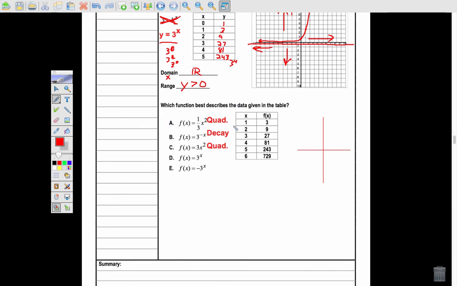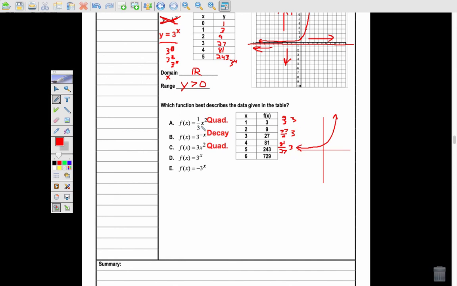Okay, which function best describes the data given? Okay, let's look at these A, B, C, D, E. Look at your options here. Here's your table, and it's really the same table that we just had. So if I was going to graph that, it'd go up just like that. That'd be a growth. And I can see right here, okay, let's look at the ratio. 9 over 3, 27 over 9, 81 over 27. What are those ratios? 9 over 3, that's 3. 27 over 9, that's 3. 81 over 27, that's 3. All the ratios are the same.